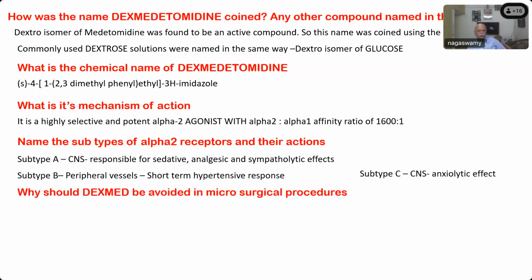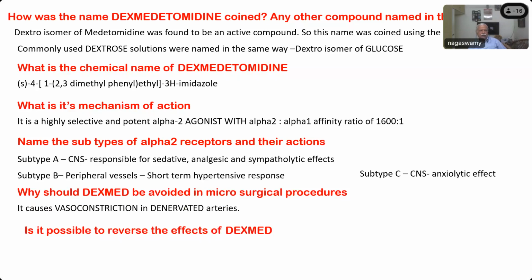Why should dexmed be avoided in microsurgical procedures? Causes hypotension. More than that, any specific reason? It causes hypotension in all patients. Of course, you require a normal pressure for microsurgery. But the specific reason is it causes vasoconstriction in denervated arteries. So when they cut the small vessels for anastomosis in a free flap, that denervated vessel goes into vasoconstriction. So dexmedetomidine is better avoided in microsurgery.